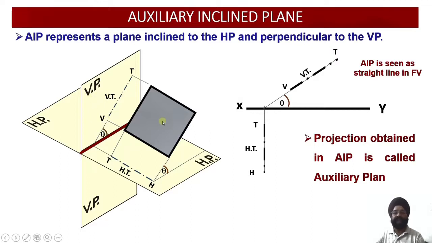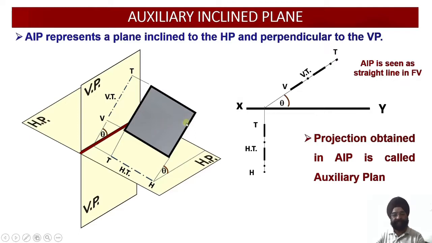Now since this is a plane inclined to the horizontal plane, we are going to draw this AIP parallel to the inclined surface of the component. Once this plane gets parallel to that inclined surface, the true shape of that inclined surface will appear on this particular AIP, and whatever view is obtained on AIP will be called the auxiliary plan.